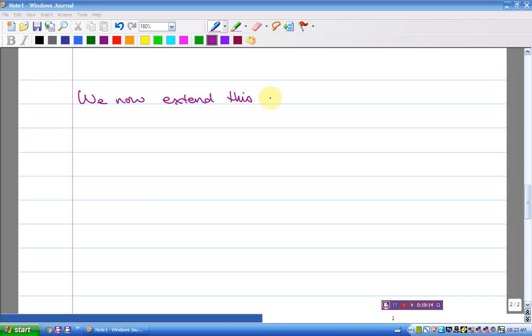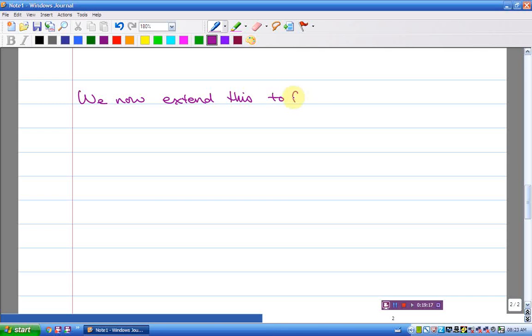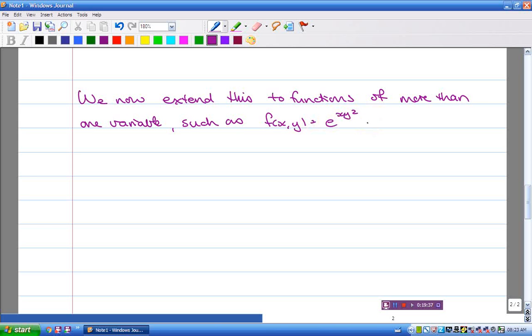We now extend this whole idea to functions of more than one variable, well, strictly speaking, two variables. Such as, and I'm giving you two functions here, which will be the two that I'll look at immediately after we've done the derivation. Okay, I'm doing too much talking. I need to get to examples.